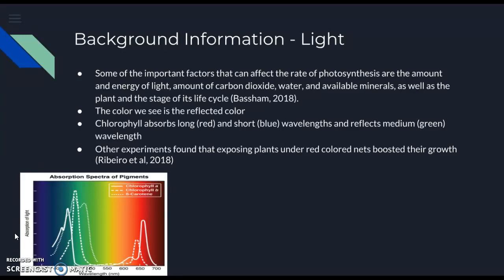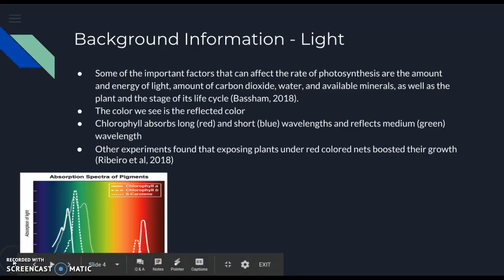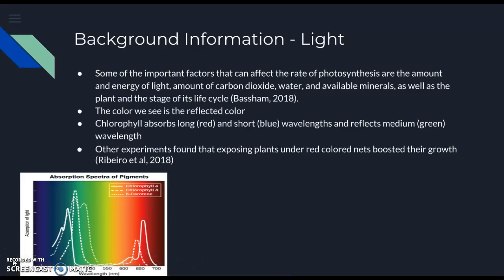For example, when we look at the green spinach leaves that we use in our experiment, they are green because they absorb long and short wavelengths, which correspond to red and blue colors, while the chlorophyll reflects medium wavelengths, which is green. Also, some experiments that relate light and colors to plants found that putting plants under a red colored net boosted their growth rate.